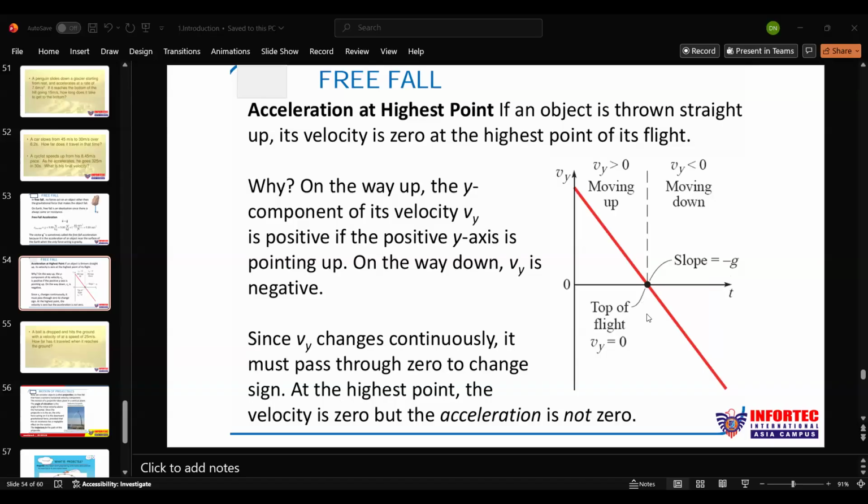The chart shows this for an object thrown straight up. The velocity becomes 0 because the acceleration acts downwards, so deceleration happens. You should remember that at the highest point of this motion, the velocity is 0.